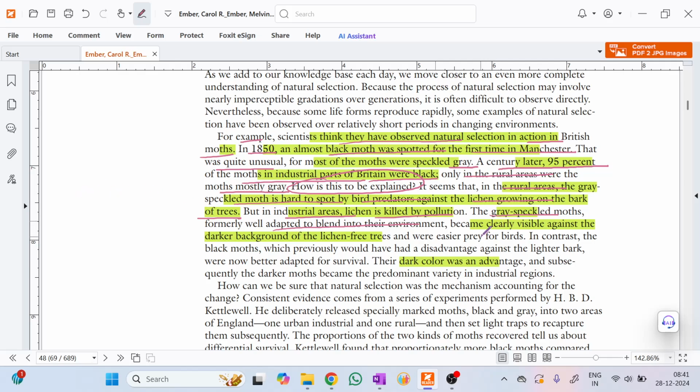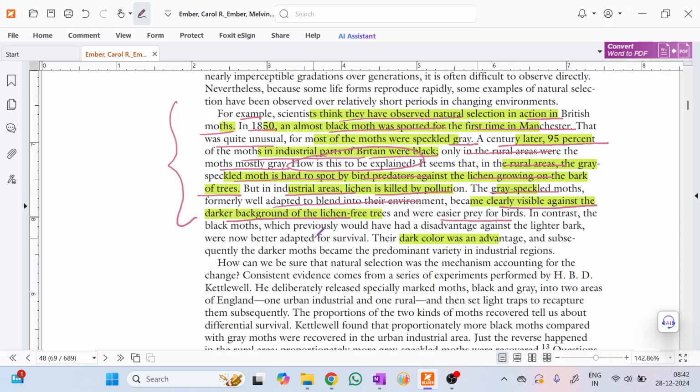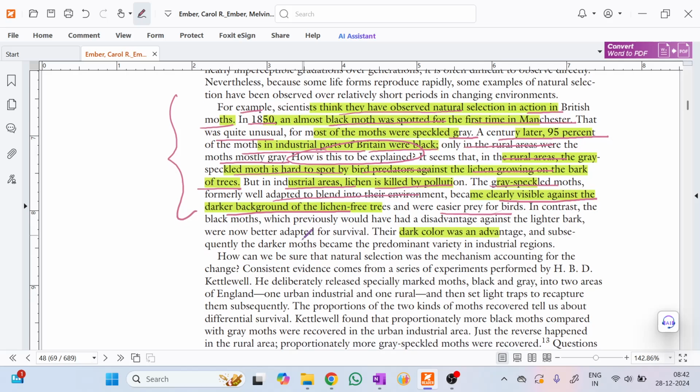But because of industrialization and its subsequent manifestations, such as the killing of lichen, the blackening of industries, and pollution, the overall environment became grayish and blackish. The camouflage cover was blown away, and the moths started becoming visible against the darker background. So it was easier for them to fall prey to birds or predators.